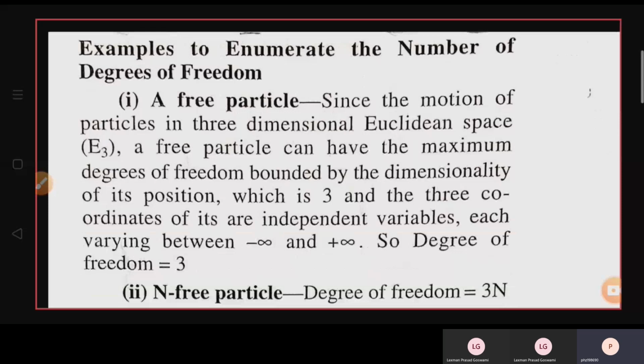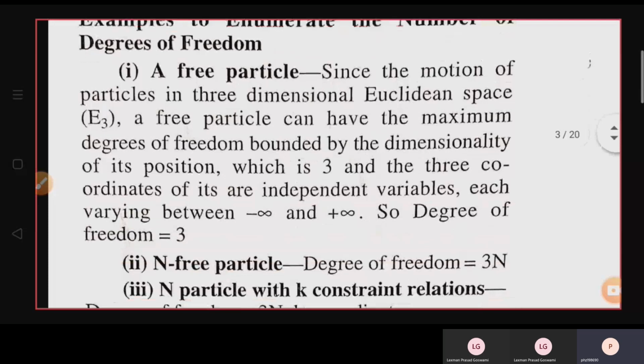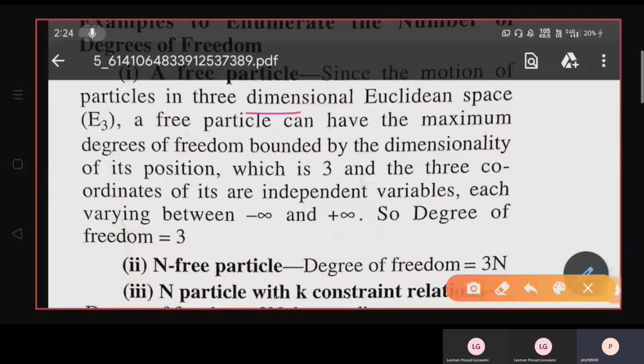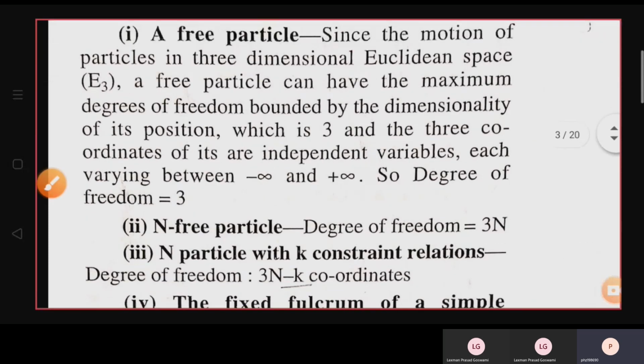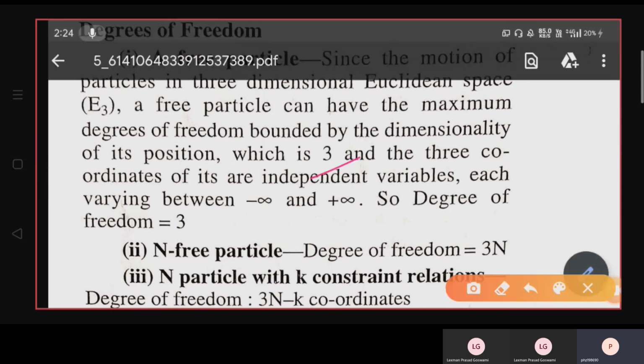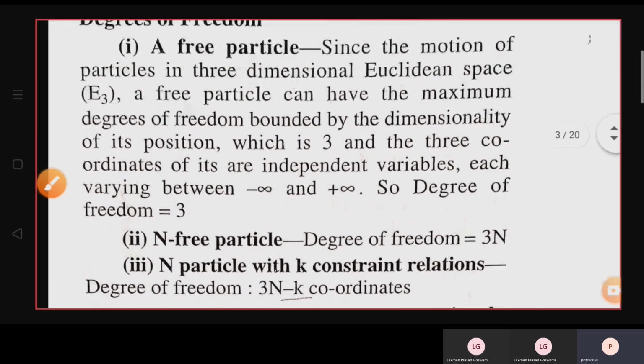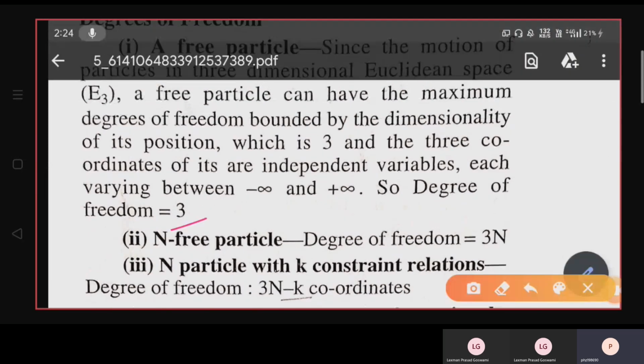So we should know some more examples to find the degrees of freedom. Suppose you have a free particle, and you are taking three-dimensional Euclidean space, that is, you have 3 coordinates x, y, z, and the particle is free. How many degrees of freedom can it have? It can have 3 degrees of freedom because it can move along x, along y, and along z. So for one particle it is 3.